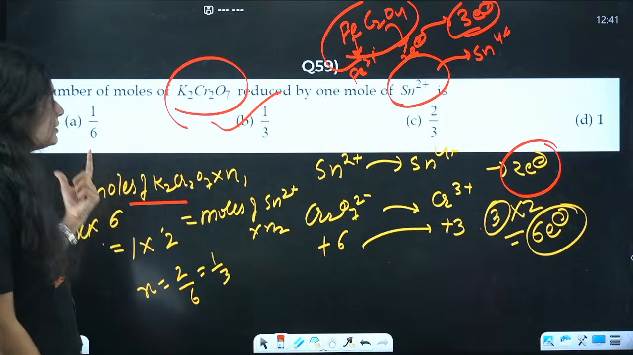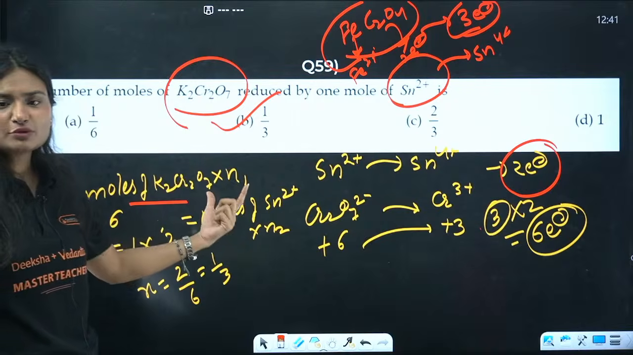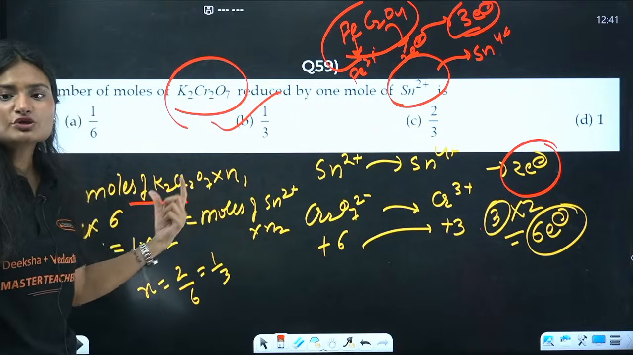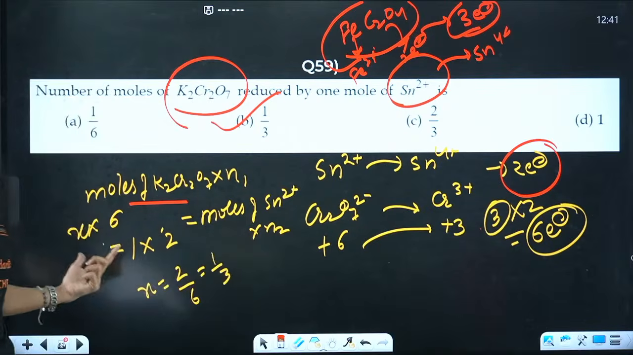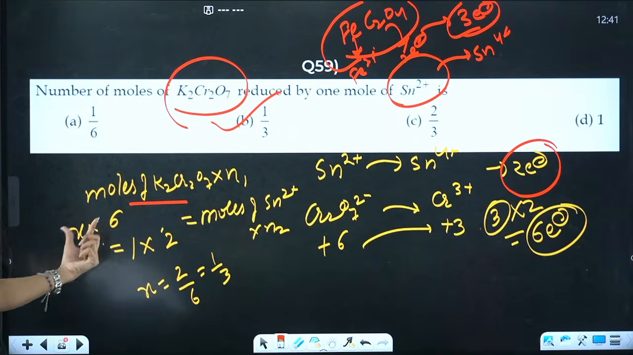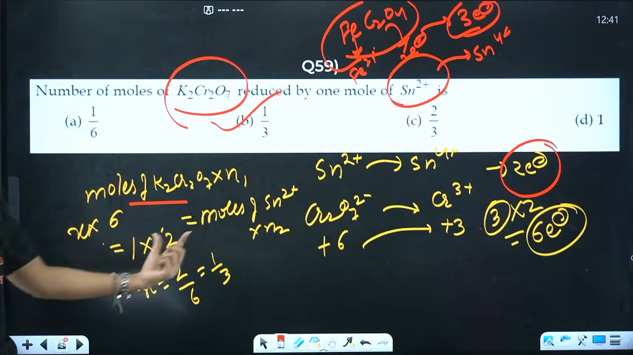Then use this formula: moles of the reducing species times the number of electrons involved should be equal to moles of the oxidizing species times the number of electrons involved for reduction. Here one amount will be unknown, the rest of the data will be known to you. x will be equal to 1 by 3.